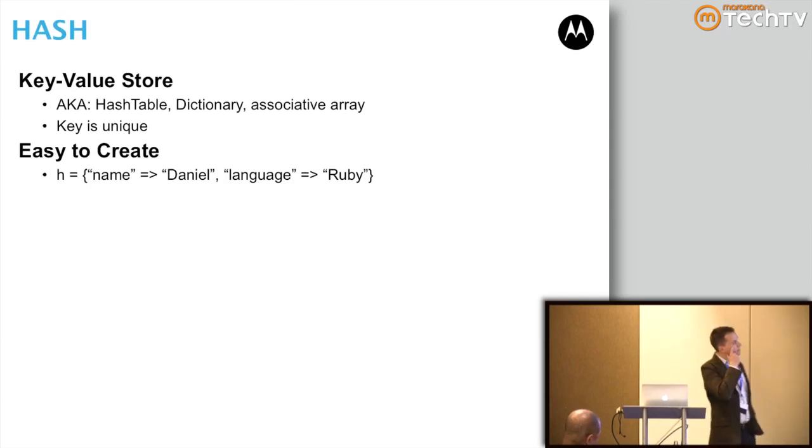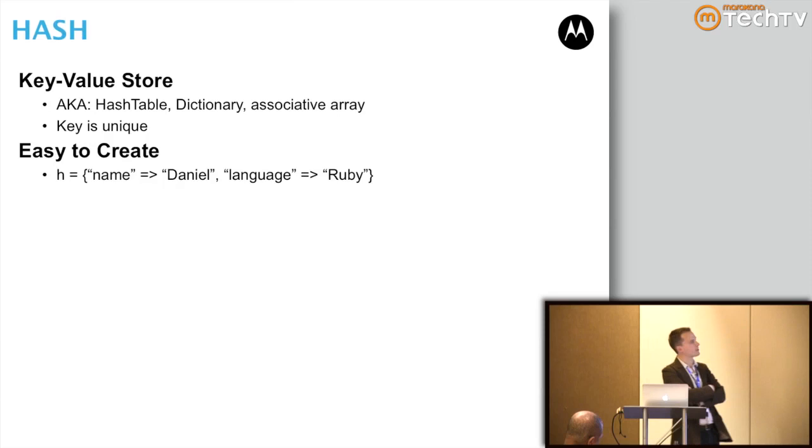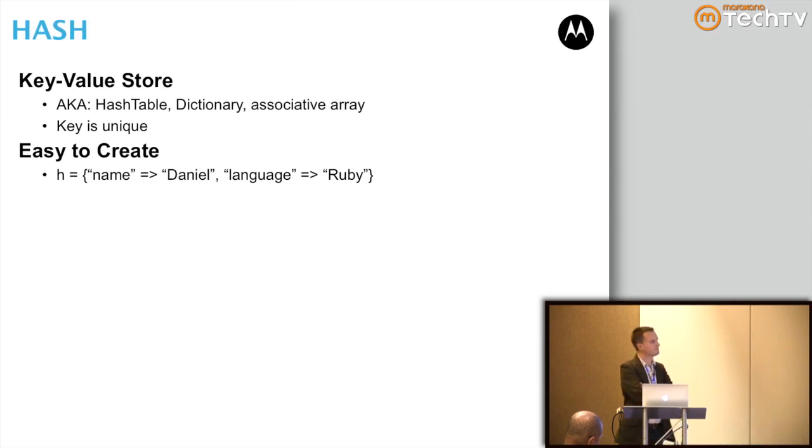We create them similar to arrays. We have a literal syntax of curly braces and then key, equal sign, greater than, and value. So here I have a hash of 2 objects: a key of name with a value of Daniel, and language is another key with a value of Ruby. The little equal greater than sign is a little weird. We fondly call it the hash rocket because it's used in hashes to separate the key and value. But with that we have a simple hash literal.